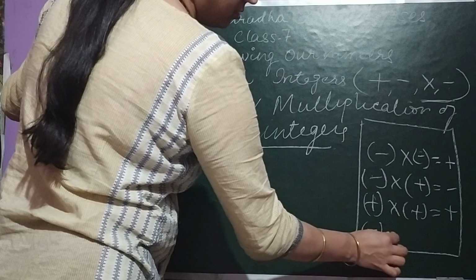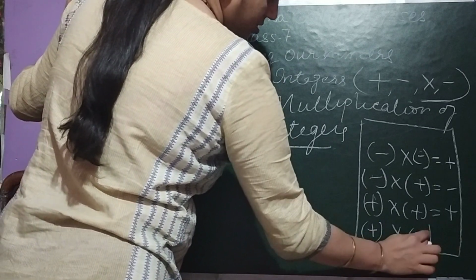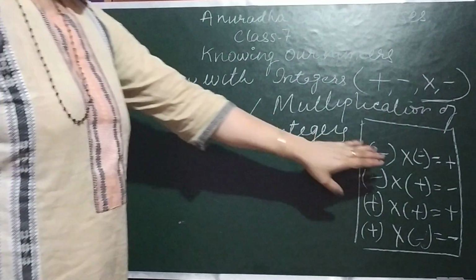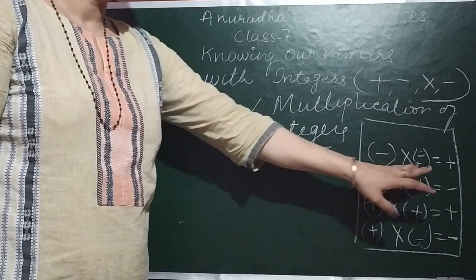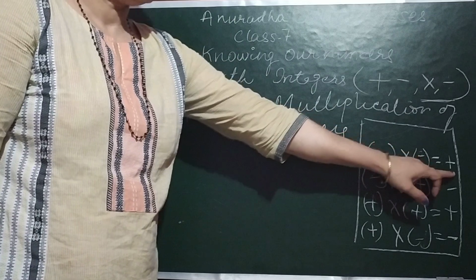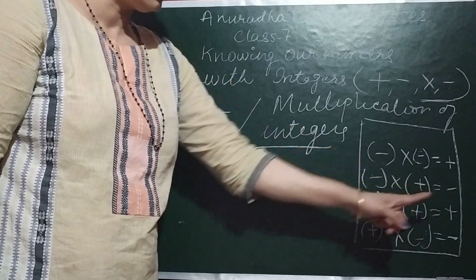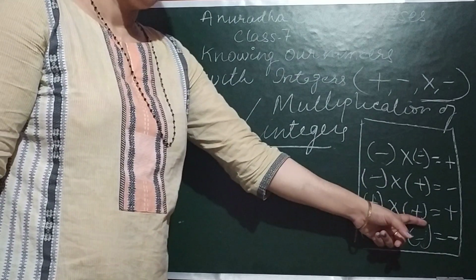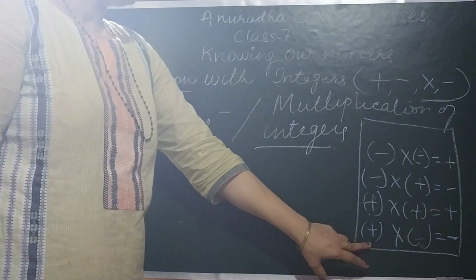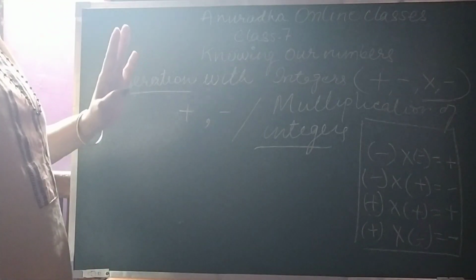And positive into negative is equal to negative. See, if we are having 2 negative integers and we have to multiply them, then we'll get a positive integer, right? If one negative, one positive, we'll get a negative integer. If one positive, another one is positive, then we'll get a positive integer as a product. And if one positive and one negative, we'll get negative as the product.